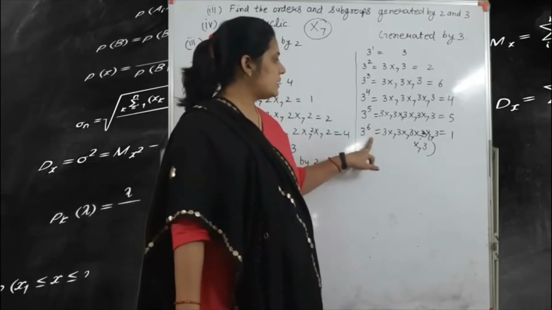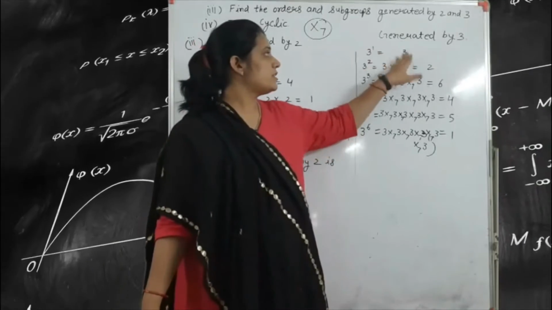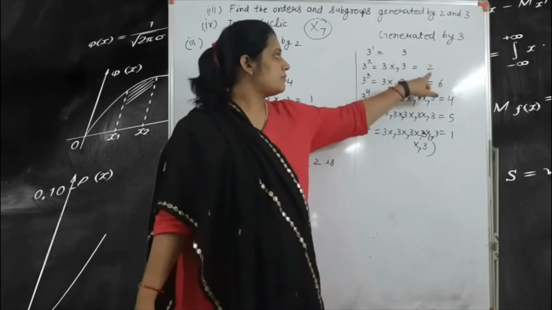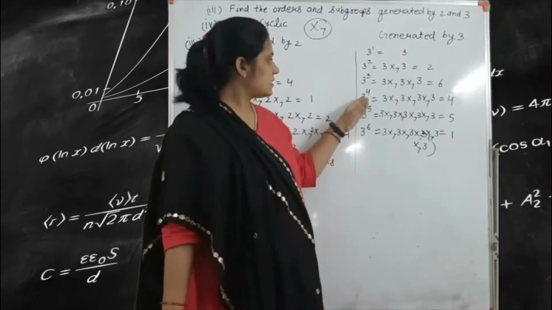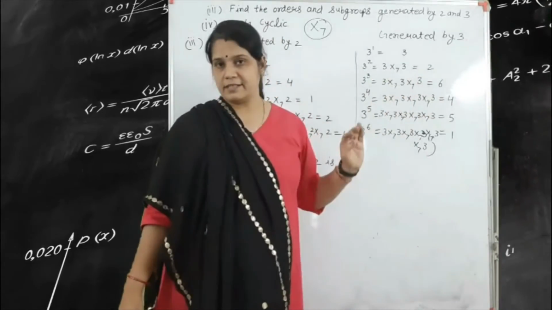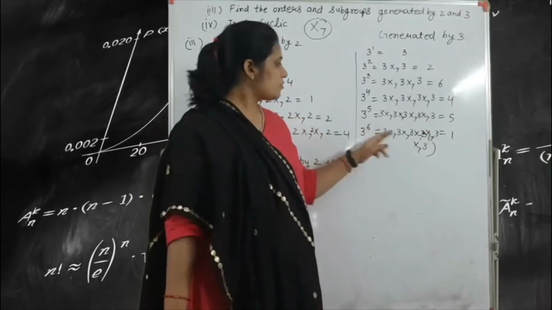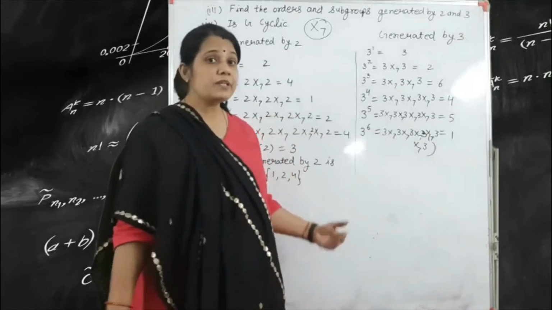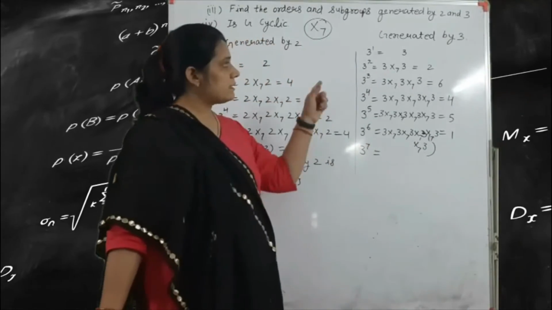That means what? Here you check: if we consider 3 raised to the power 1, we get 3. 3 raised to the power 2, we get 2. 3 raised to the power 3, the remainder is 6. 3 raised to the power 4, the remainder is 4. 3 raised to the power 5, the remainder is 5. And 3 raised to the power 6, the remainder is 1. If we write 3 raised to the power 7, for example, our remainder is 3.